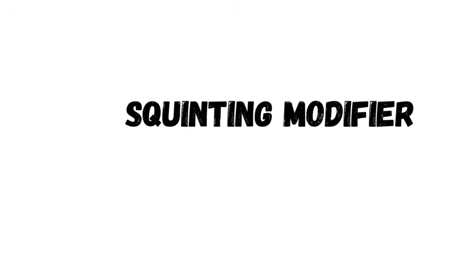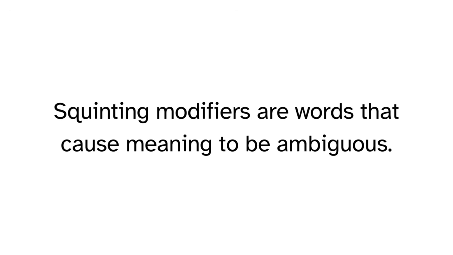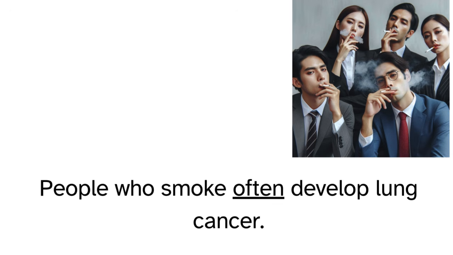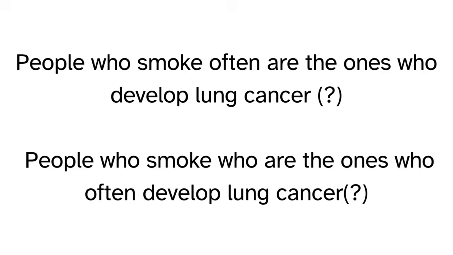Squinting modifier. Squinting modifiers are words that cause meaning to be ambiguous. Here are examples of squinting modifiers. People who smoke often develop lung cancer. Which one does this mean? People who smoke often are the ones who develop lung cancer. Or is it in general people who smoke who are the ones who often develop lung cancer? It is not clear. That is why it is called a squinting modifier.